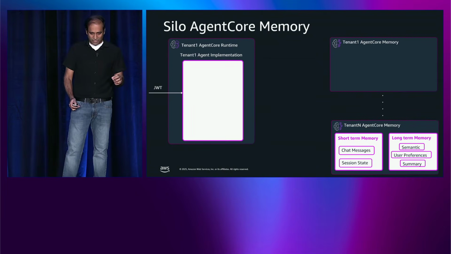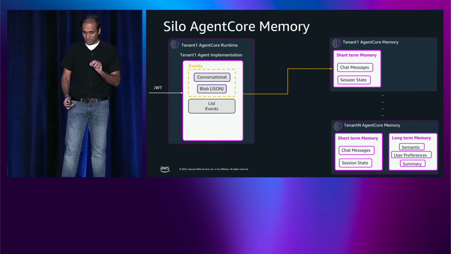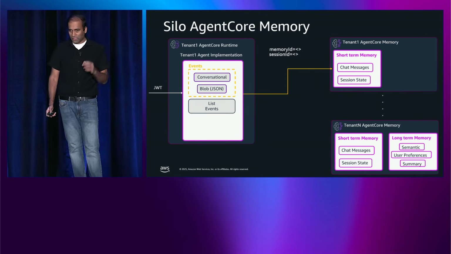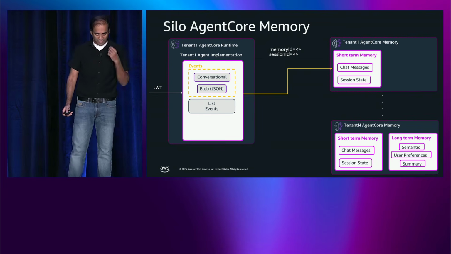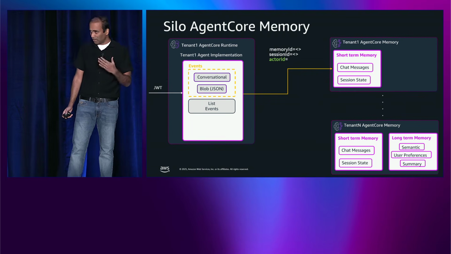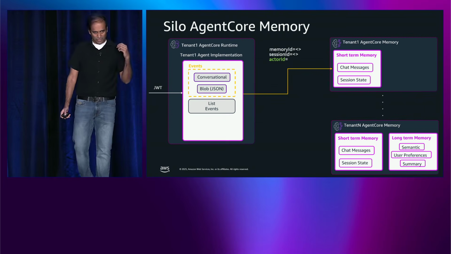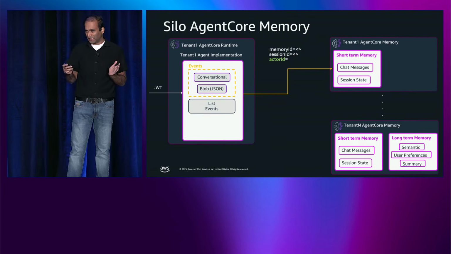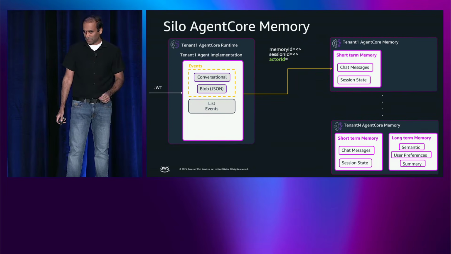Now, if the agent is trying to create an event in the short-term memory, it needs a memory ID. Memory ID is a unique ID created when you are creating an AgentCore memory. And then it needs a session ID. As I mentioned earlier, in the short-term memory, you store the events by session ID, so for each session, you have a unique session ID. And then you need some kind of an actor ID. Think of this actor ID as a unique key for your agent or for the user. Another way to look at it is as a primary key in your RDBMS database.